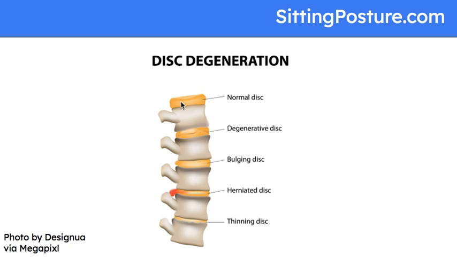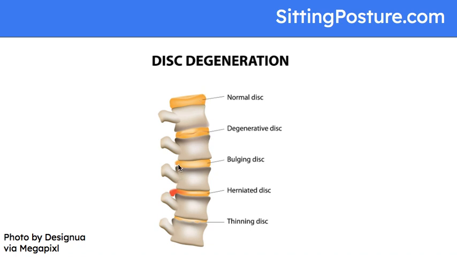Up here you see a normal disc, and then a disc that slightly begins to degenerate. It looks like it's getting crushed a little bit, maybe getting shorter over here and staying the same size over here. But anyway, these discs naturally are the same exact distance from here to here as they are from here to here. So when we slouch forward, that crushes part of the disc.